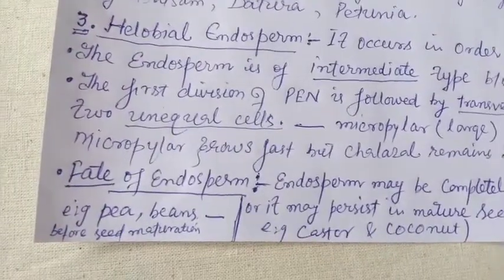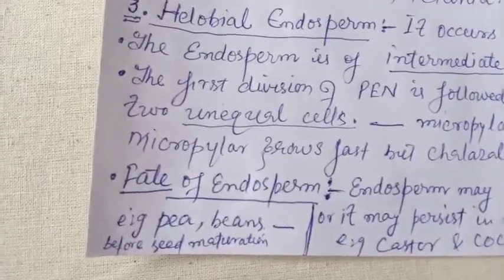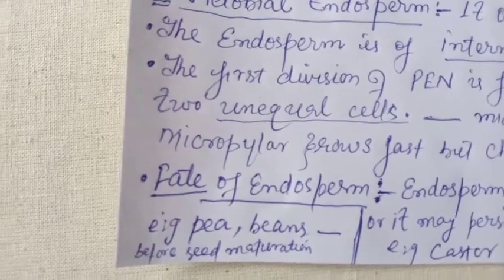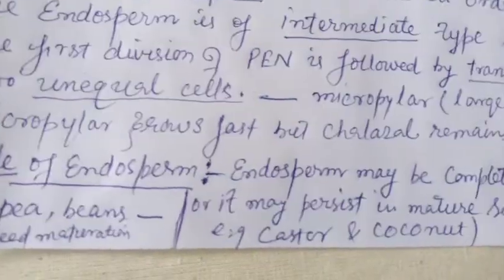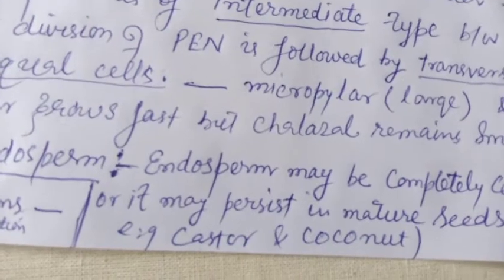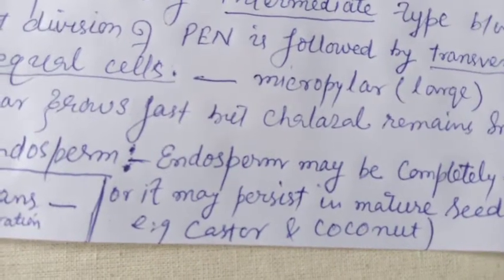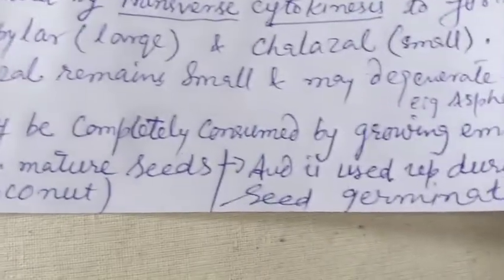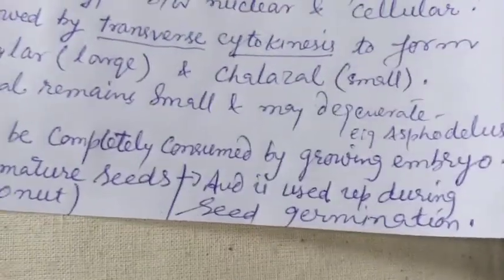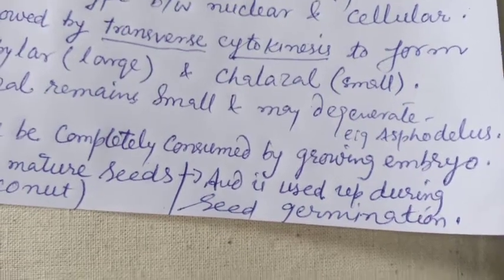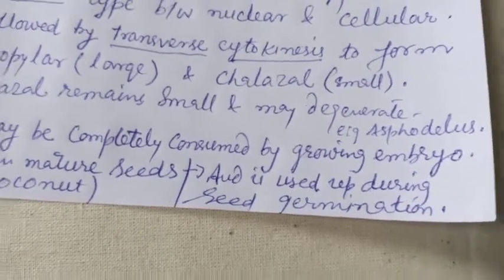And now the fate of the endosperm. The endosperm may be completely consumed by the growing embryo, for example, in pea and beans, before seed maturation, or it may persist in the mature seeds, as in castor and coconut, and it is used up during the seed germination.